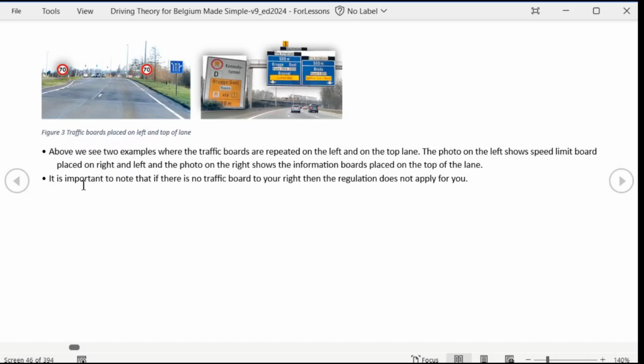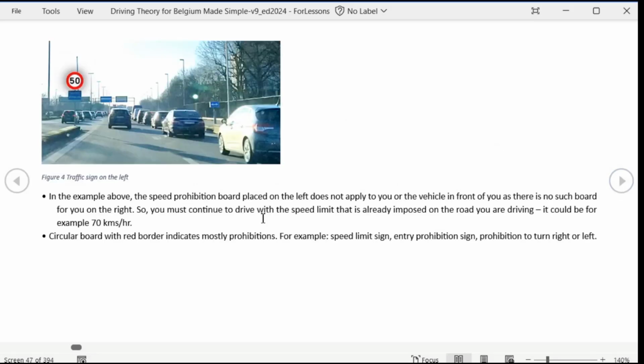As I said, it is very important to note that if there is no traffic board to your right, then the regulation does not apply to you. Here's a very good example. There is a speed limitation of 50 kilometers placed on this elevated verge, and there are vehicles. There's a road to the left of the verge, also a road to the right of the verge. You can see the vehicles on the left as well as on the right.